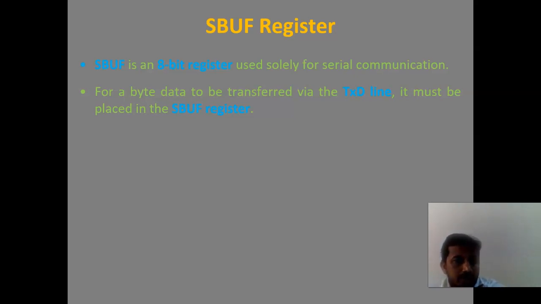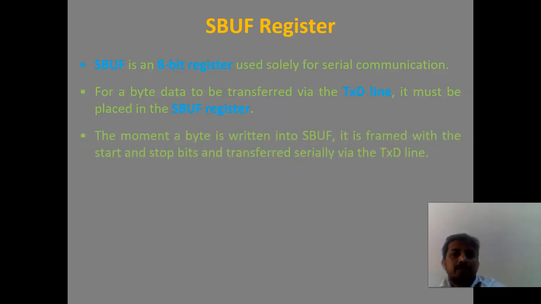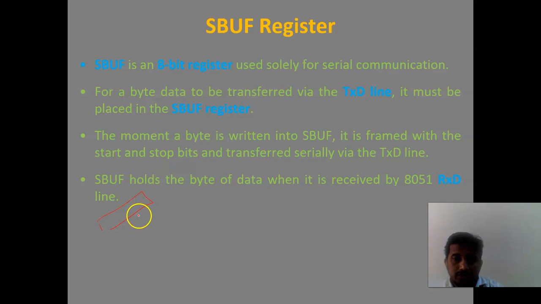Whatever byte you want to transfer through the TXD line should be placed in what? SBUF. Then only the byte would be forwarded. We say it would be moved. So suppose I have one byte of data. This byte of data has to be placed in the SBUF register. When you place it in this register, each bit is sent out on the transmitter TXD line. It will be transmitted serially. So whatever byte you want to send should be stored over there.